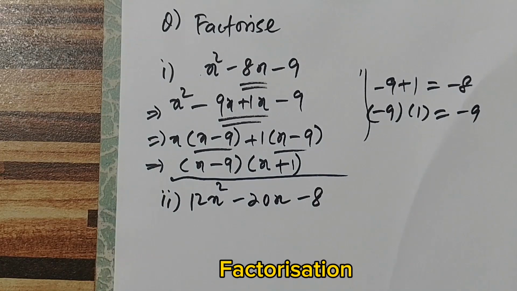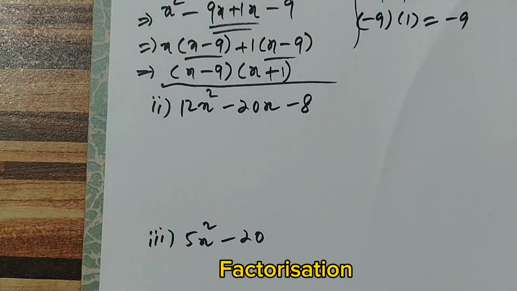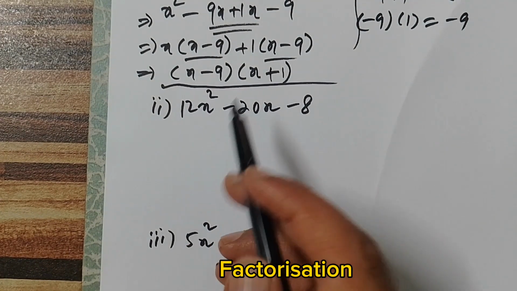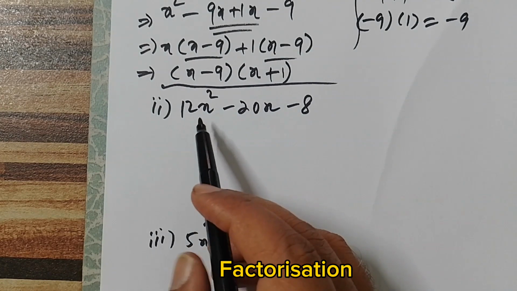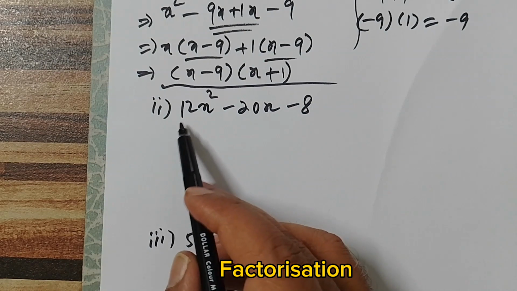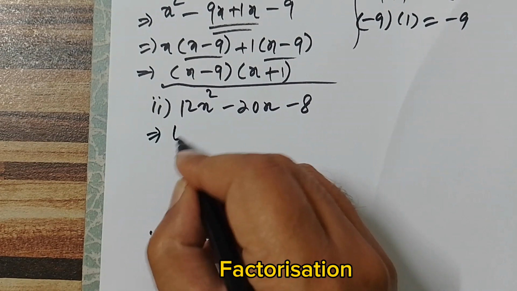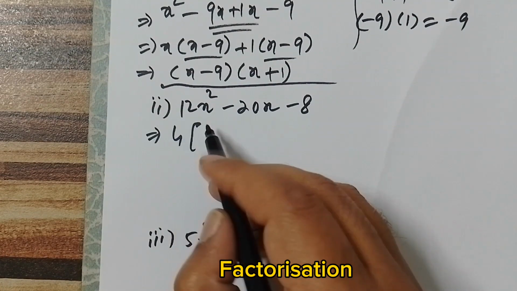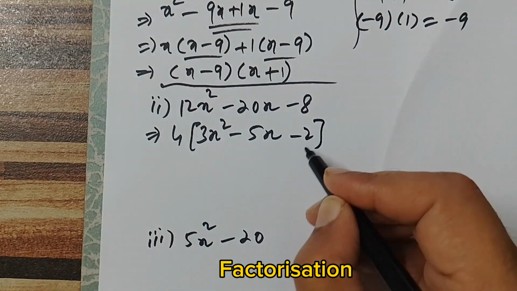Now these are the two required factors for x square minus 8x minus 9, and we call this method the middle term break. For the second question, we will again apply the same method, but the first thing we consider in the process of factorization is that if we can take common some value, that will always be your first step. So in these numbers 12, minus 20 and minus 8, 4 can be taken common. If I take 4 common, inside the bracket I will have 3x square minus 5x minus 2.